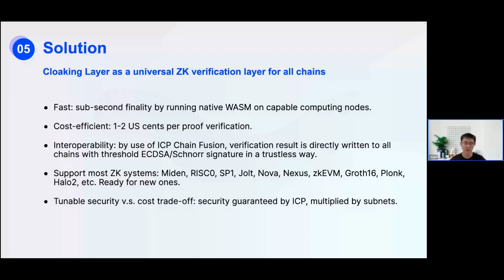It's very cost efficient, and the cost per proof, no matter whether it's zk-SNARK or zk-STARK, is in the range of 1 to 2 US cents per proof. So basically you spend 1 cent per proof verification, which is a lot cheaper than doing the same thing in Ethereum or other chains. And it has very good interoperability. Now here comes the concept we're talking about today, which is ICP Chain Fusion. The thing is, after proof verification, you get a result for this ZKP.